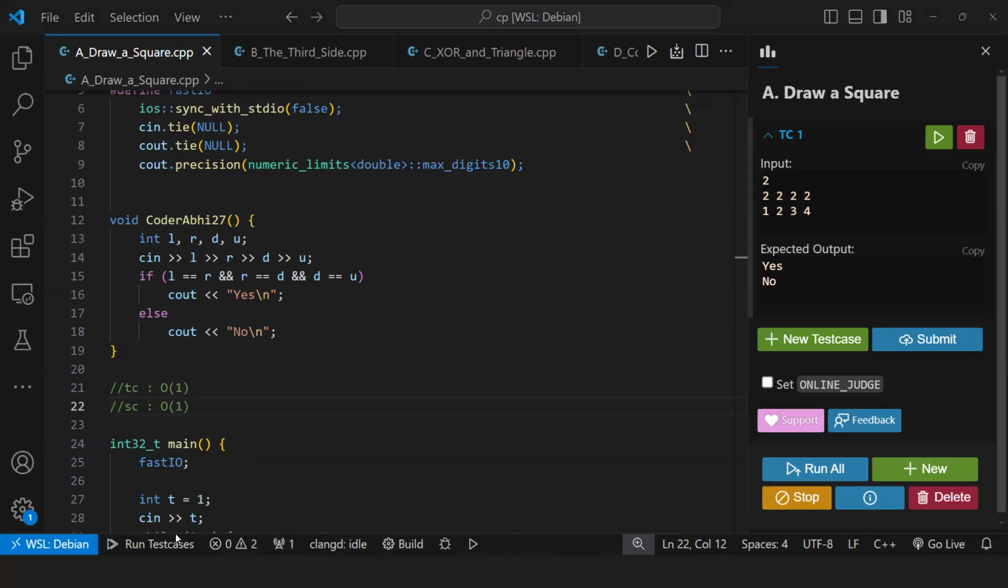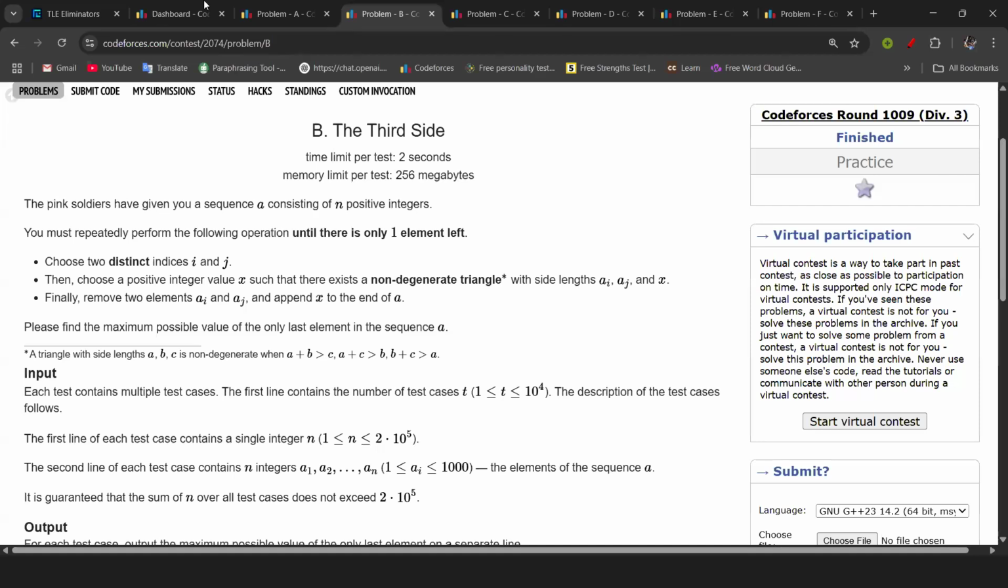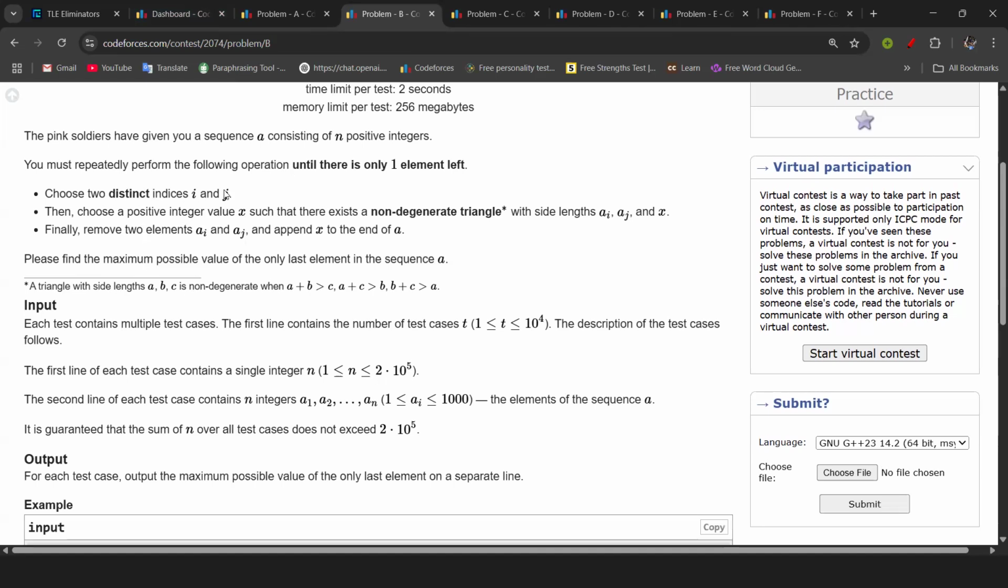Okay, so let's move to the next problem, which is The Third Side. The pink soldiers have given you a sequence A consisting of n positive integers. You must repeatedly perform the following operation until there is only one element left. So you are given an array A of size n, and you need to perform some operations. Choose 2 distinct indices i and j. Then choose a positive integer x such that there exists a non-degenerate triangle with side lengths a_i, a_j, and x. We'll discuss what that means.